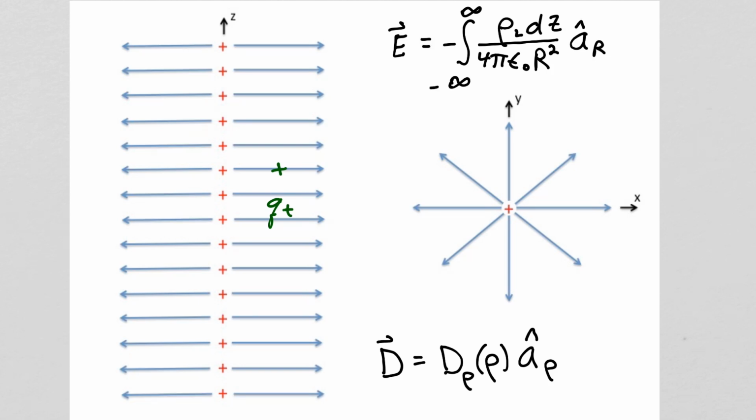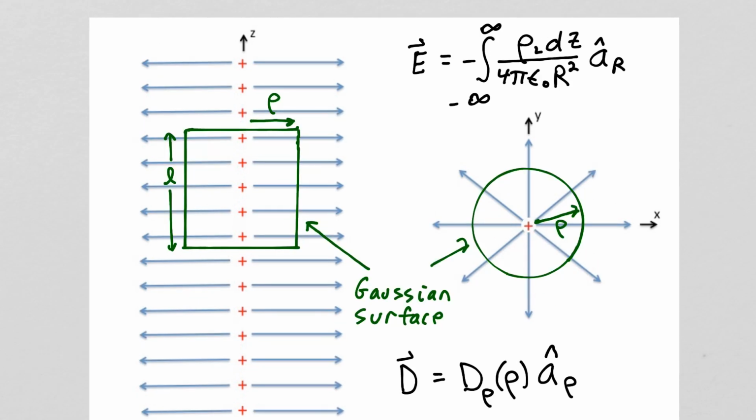This is just a view from looking down from the positive z-axis, illustrating the cylindrical symmetry of our electric field. We will pick a Gaussian surface that matches the symmetry of our electric flux density field, so we will pick a cylinder. Looking down from the top of the cylinder, we will have a radius of rho. Looking from the side here, we see the side of the cylinder, and let's give it some arbitrary length L in the z direction.